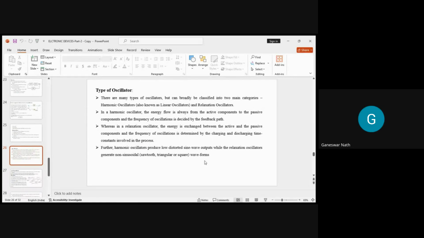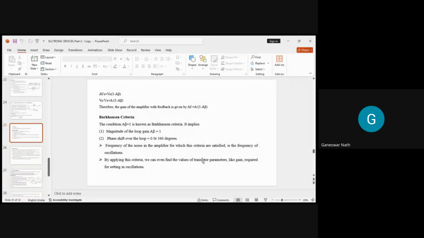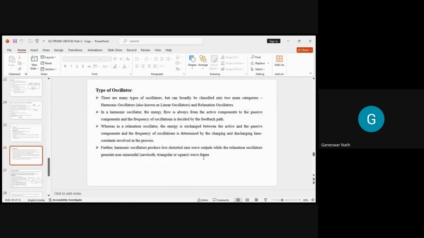So, yesterday you already discussed the oscillator and also the Barkhausen criteria, that is, the positive feedback condition. So today we'll discuss the different types of oscillator.